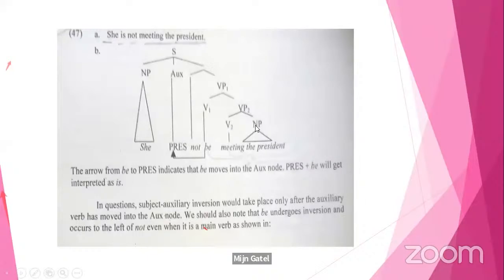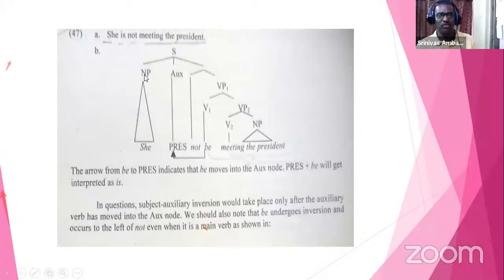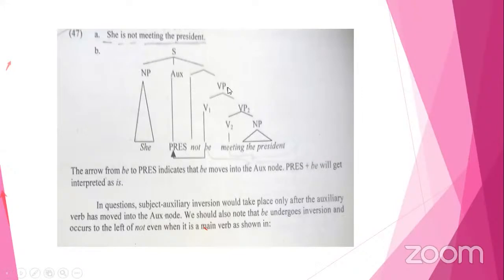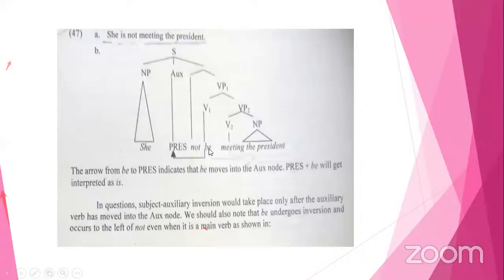V2 and NP is verb phrase 2. V1 plus VP2 is verb phrase 1. Then noun phrase, auxiliary and VP1 is called a sentence. Here, don't get confused: she's not meeting the president. Present tense is the present situation, not meeting. Present, because it's the present tense B form.